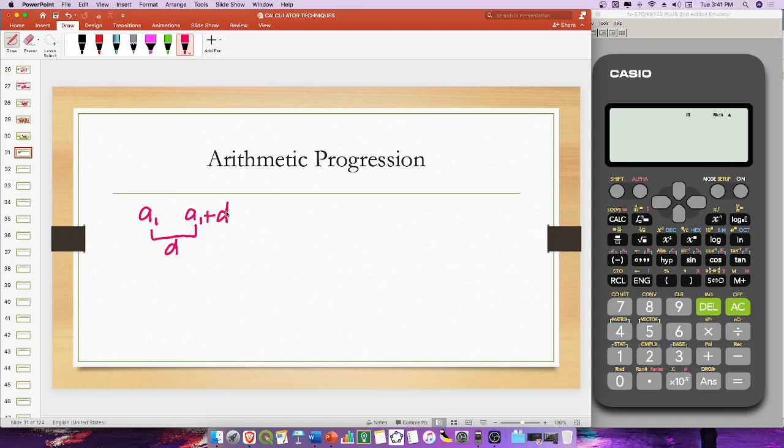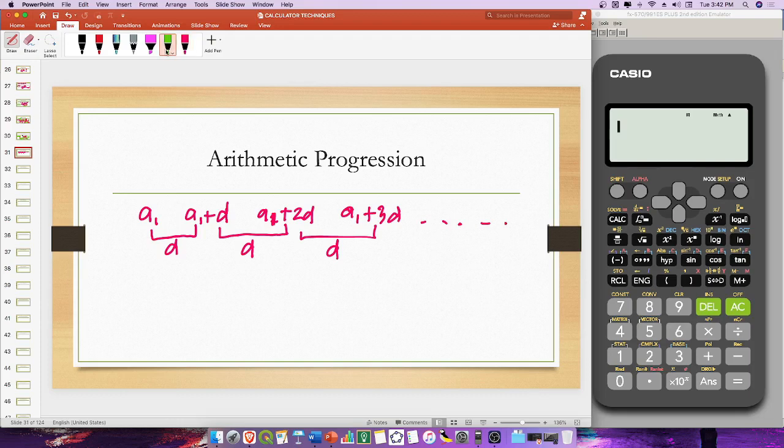Now for my next term, again, I will add D. So this will become A1 plus 2D. Another term, this is A1 by the way, with another common difference of D, will become A1 plus 3D. So that's how you write the arithmetic progression in terms of A1 and D.